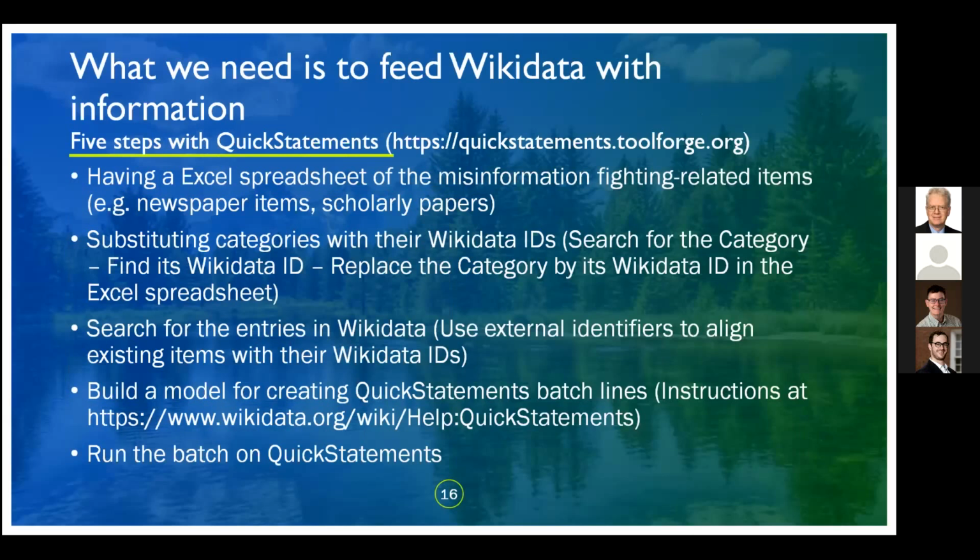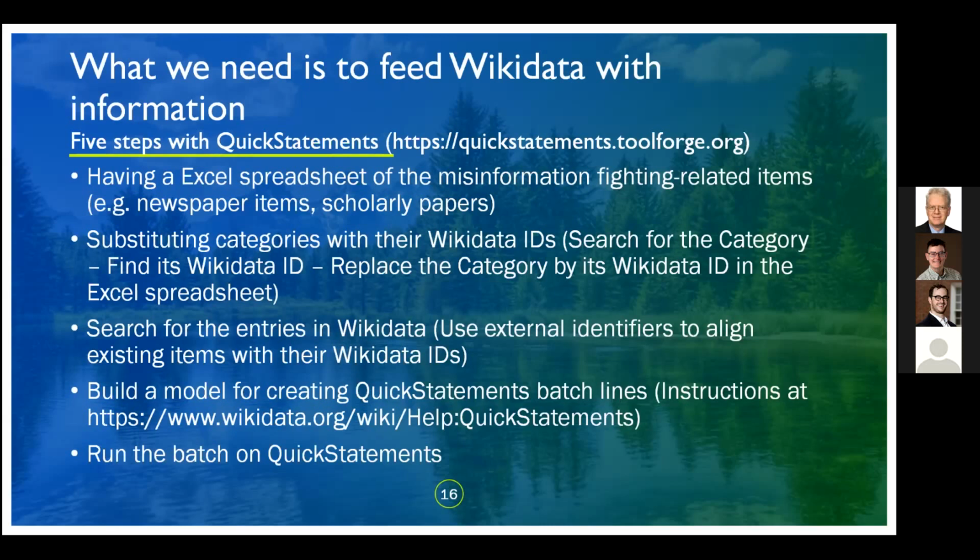You need to add the bibliography of, for example, the efforts dealing with misinformation. And here there are 5 steps that can be done with QuickStatements for such a purpose. First, you have to create an Excel spreadsheet for the data you need to upload to Wikidata. And then you substitute the category, if any, with the Wikidata ID. After that, you search for the entries in Wikidata because you should not create duplicates.